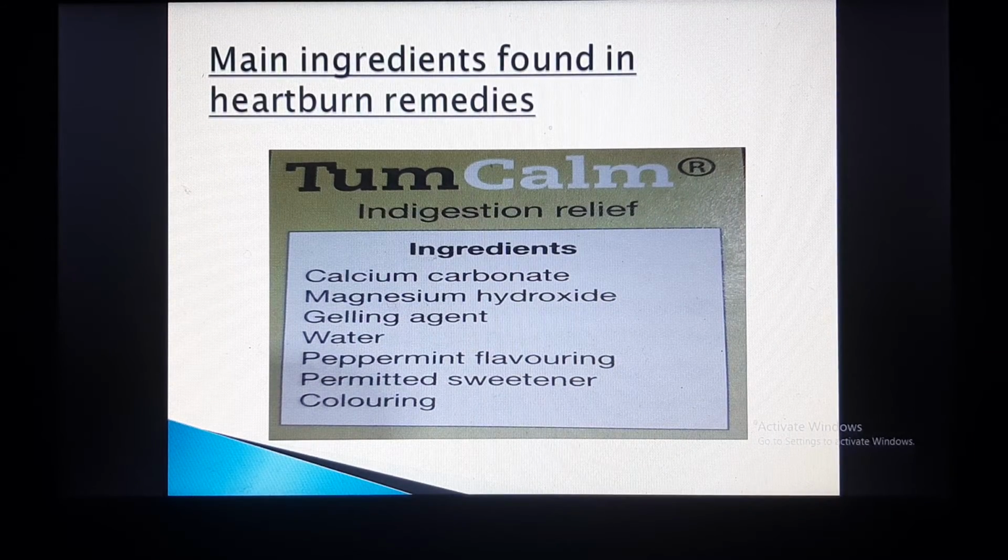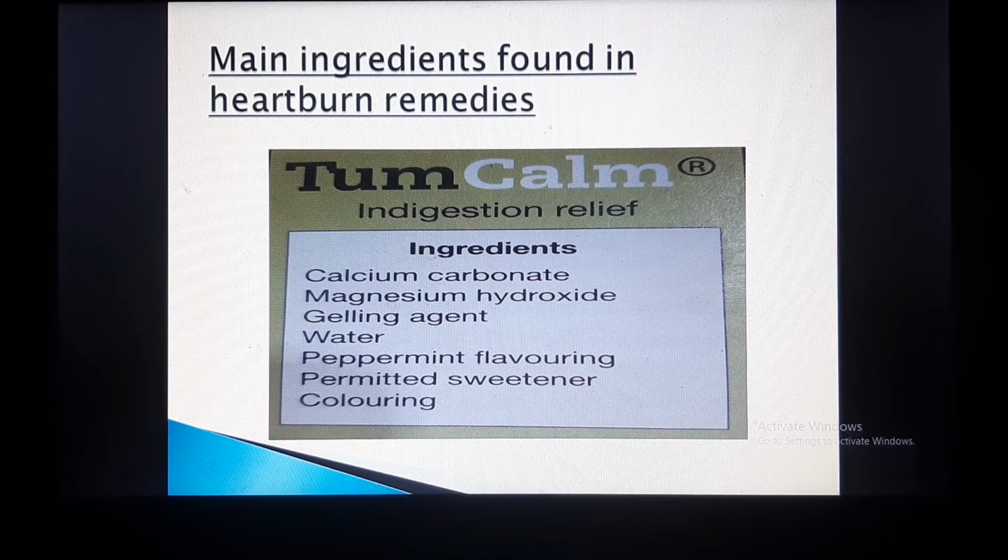Now we are discussing the last objective. Before that, we have to discuss the main ingredients found in heartburn remedies. Here one of the antacids is given. What is the name of this antacid? Its trade name is Tum-Cam. It is a type of antacid. We will get it in medical shops and pharmacies, and the ingredients are also listed there.